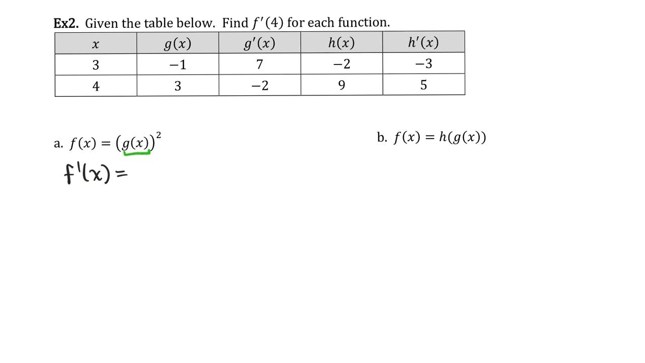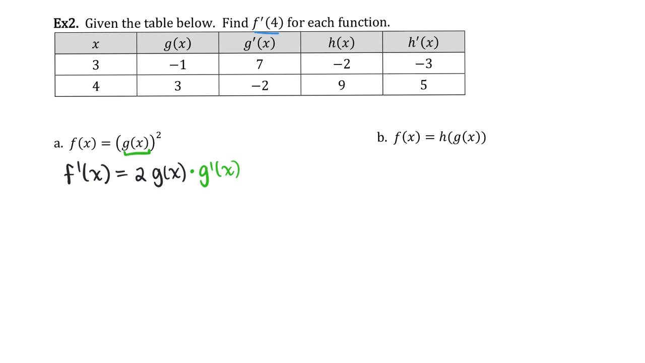So first, let me do the derivative of the squared part. The squared says bring down the 2 and lower it a degree. Okay, so 2 g of x to the first power, so I don't need to write the first power. And then the chain rule says I need to times it by the inner function's derivative, so times g prime of x.